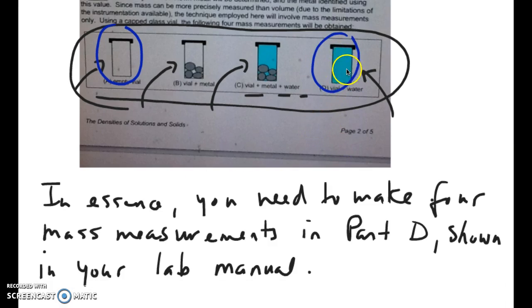Okay, and you say, well, how do I get exactly just the mass of the water instead of including the mass of the vial in it? Well, it's simple. You're going to measure the mass of the water by weighing by difference. So for example, if I want to know how much water I have in here, I just need to subtract the mass I have in here minus the mass I have in here. If I want to know the mass of water in here, I need to subtract the mass in here minus the mass in there. Okay?